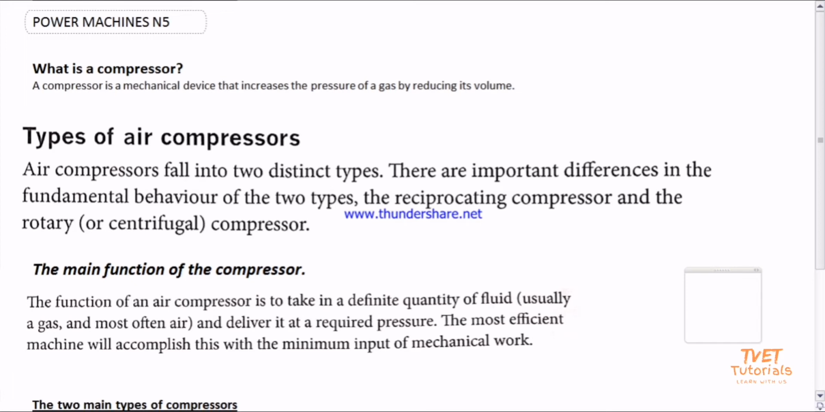The main function of the compressor. The function of an air compressor is to take a definite quantity of fluid, usually a gas and most often air, and deliver it at a required pressure. The most efficient machine will accomplish this with a minimum input of mechanical work.